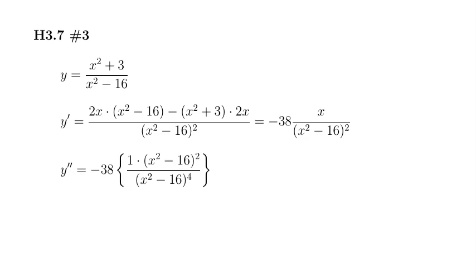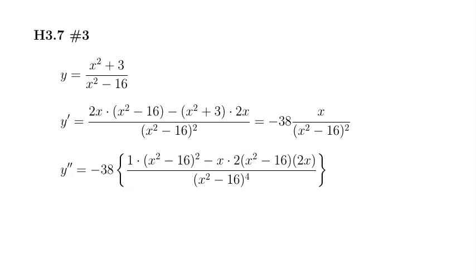Then minus, top is x, so we get that. Then we have to take the derivative of the denominator. We put the 2 in front and keep x squared minus 16 as it is, and just subtract 1 from the power. So you get this. But then you have to do a chain rule, multiply by the derivative of the inside. The derivative of x squared minus 16 is 2x, so we're going to have to put 2x there.